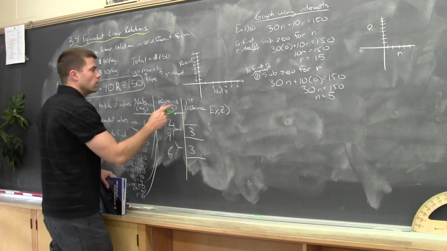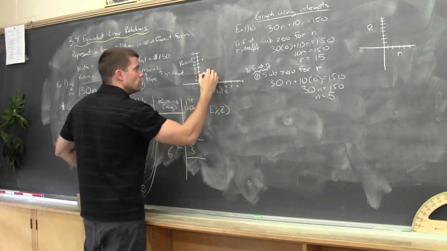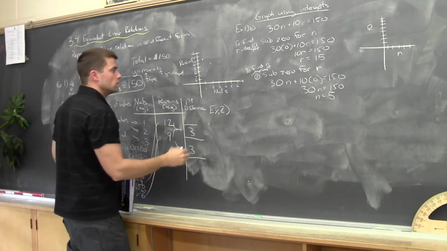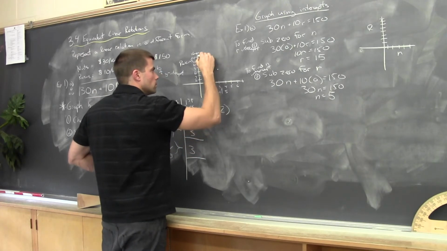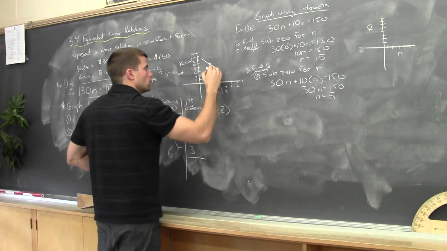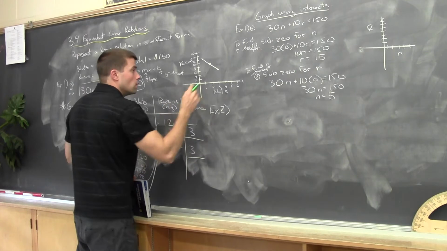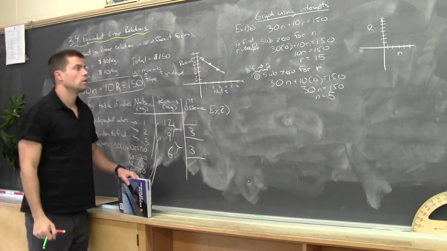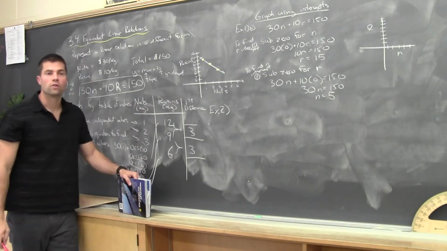So we have 1 and 12, 2 and 9, and 3 and 6. This is the graph. Okay, now would this be a continuous graph?